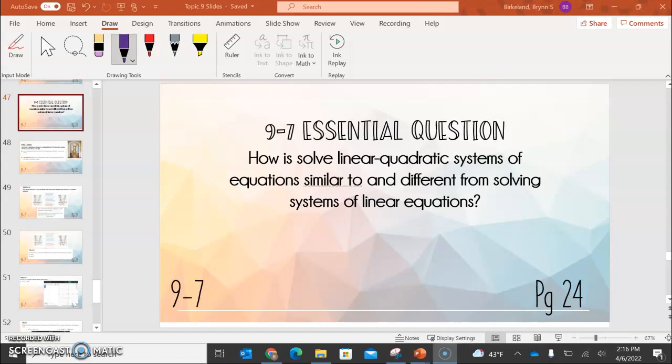In Lesson 9-7, we're going to finish our solving of quadratic systems by comparing them and solving them with linear systems. This means we'll have a line and a quadratic or parabola, and they'll intersect. We want to find those x values where they cross. We'll use some methods that we learned when solving linear equations to help us.